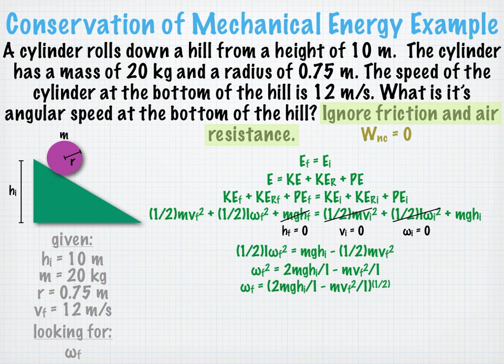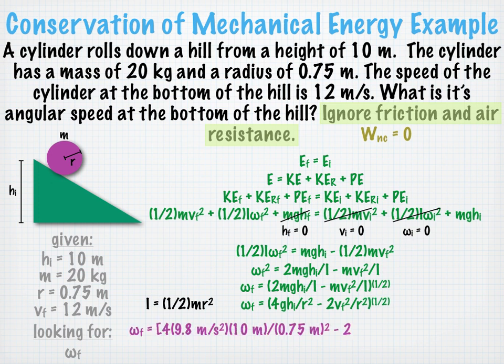We know what m, g, h initial, and v final are, but what is I equal to? We need to look at our table to find the expression for the moment of inertia of a solid cylinder. I equals 1/2 m r squared. So we'll plug that in for our I terms. Now we can plug in all of our given values. And finally, we can use our calculator to solve, getting a value of 14 radians per second for the angular speed of the cylinder at the bottom of the hill.